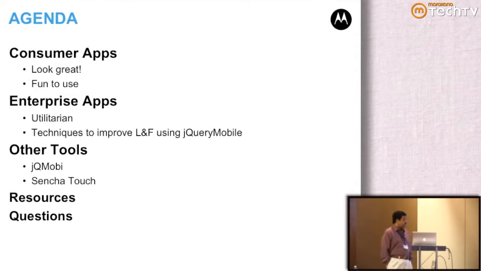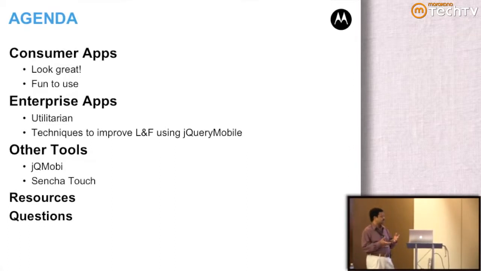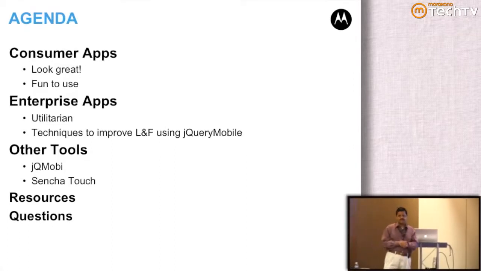So, I am going to start by showing some screenshots of some consumer applications, and the whole purpose of this presentation is to talk about how to make a boring enterprise application. When people talk about enterprise applications, the first word that comes to mind is boring, because it just does what it is supposed to do. It is not fun like using an iOS app. I am going to show you some techniques to make the enterprise apps look like a consumer app.